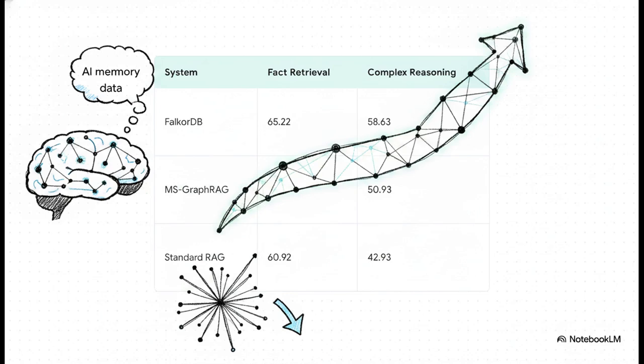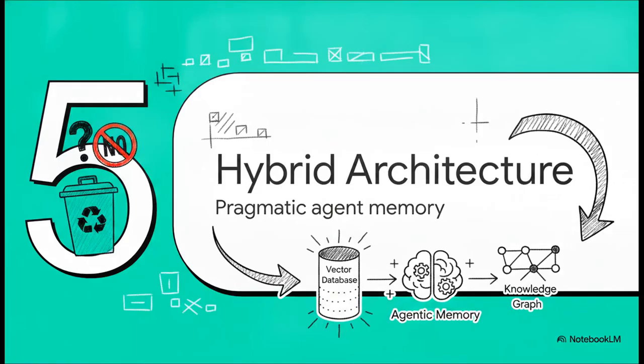Let's look at some benchmarking data from FalkorDB that proves this mathematically. Draw your eyes to the complex reasoning column right in the middle. Standard RAG scores a 42.93, but the FalkorDB graph RAG implementation completely blows it out of the water with a 58.63. Overall, the graph-based approach vastly outperforms the standard vector approach whenever the AI is asked to truly think and reason about connected data. It's not even close. So, does this mean we just throw our vector databases in the trash?